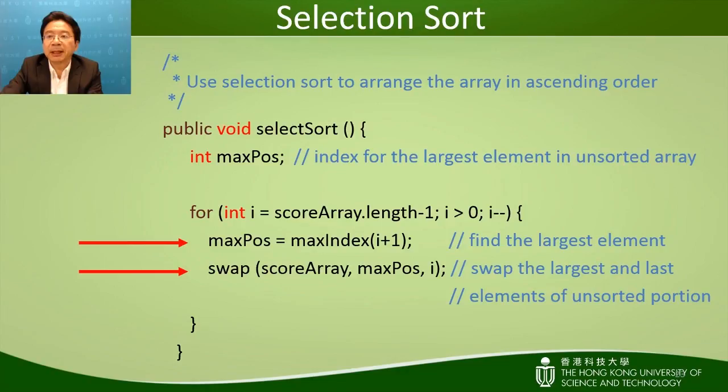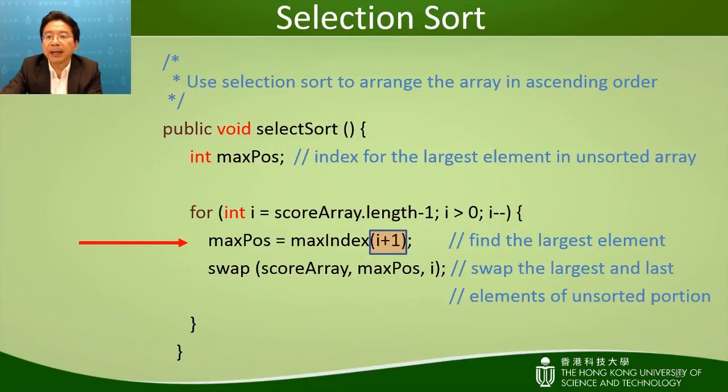This is why in the implementation of the maxIndex method, instead of returning the maximum value, we want a method that could return the location of the maximum value so that we could do the swapping using the position or the index. The setting up of the for loop is to repeat the finding of the largest element and the swapping steps. Notice that i in the for loop starts with scoreArray.length - 1 because that is the last index of the entire array, which is considered unsorted at the beginning. And the i-- here is to reduce the size of the unsorted portion of the array by 1.